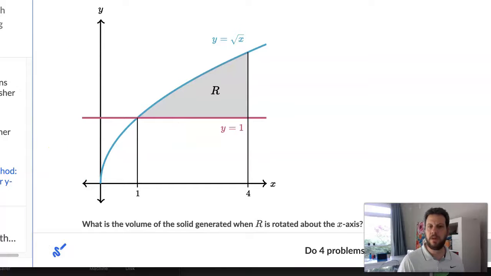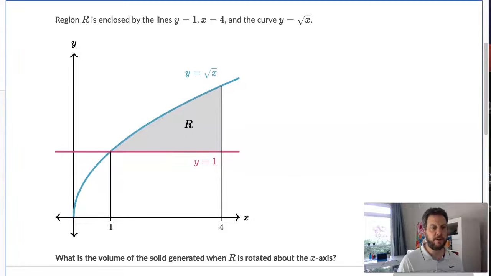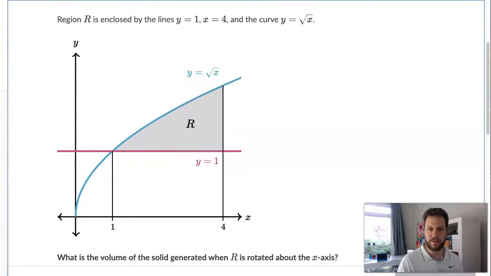Hey Carson, what's up? I'm going to show you this. Maybe go through a couple problems on Khan here to show you what I mean by closer and farther away.